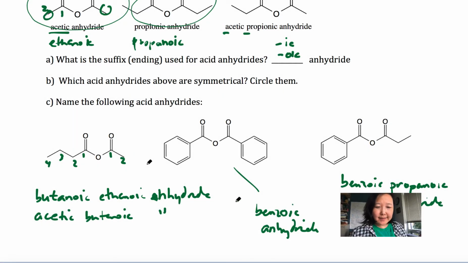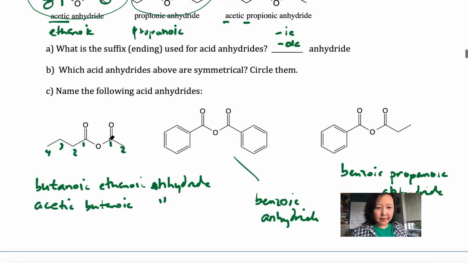Okay, so for these, pretty straightforward. Okay, acetic or ethanoic, and then that affects who comes first. So this is butanoic, all right, or butyric. Butanoic, ethanoic, anhydride, or acetic, butanoic, anhydride. Ugh, hard for me to say.